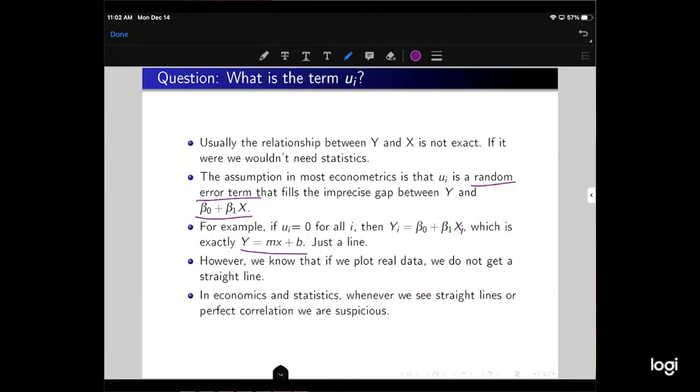However, we know that if we plot real data, we do not get a straight line. Usually we get a scatter plot. In economics and statistics, whenever we see straight lines or perfect correlation, we are suspicious. So if we plotted x against y and it looked like a perfectly straight line, we would be suspicious. This shouldn't be the case. We'd be able to fit a line perfectly there.